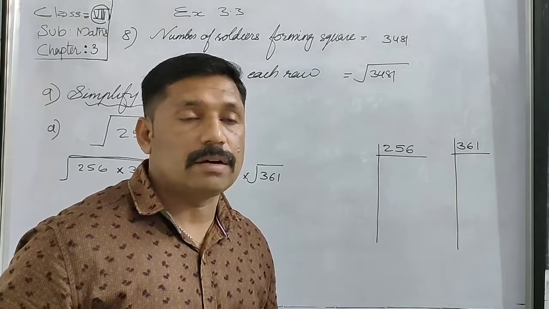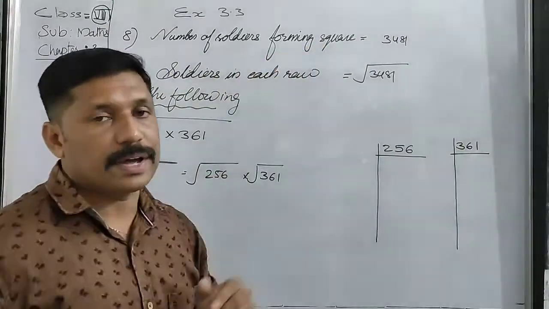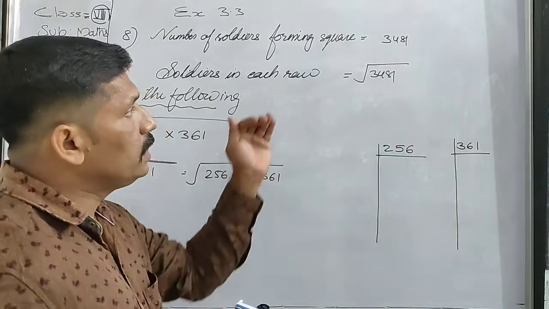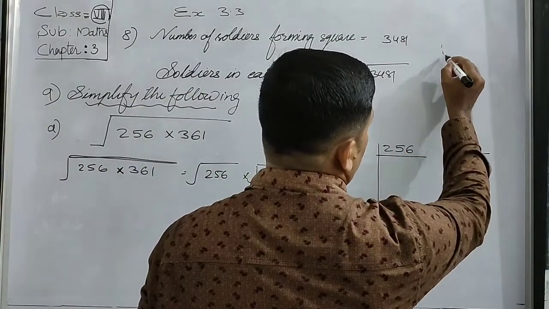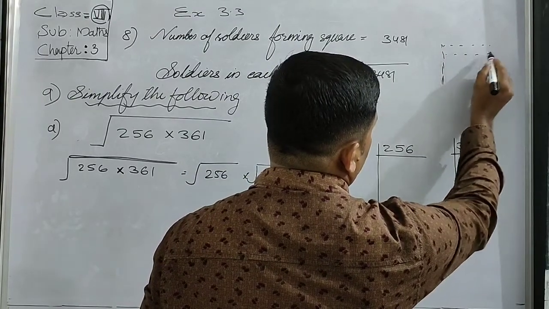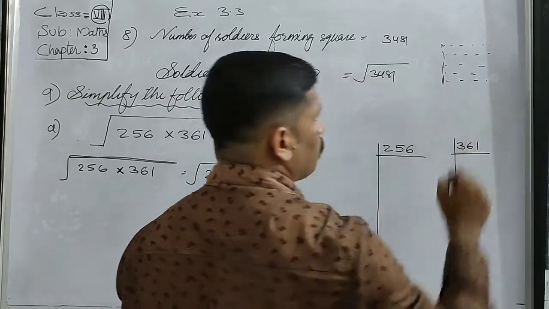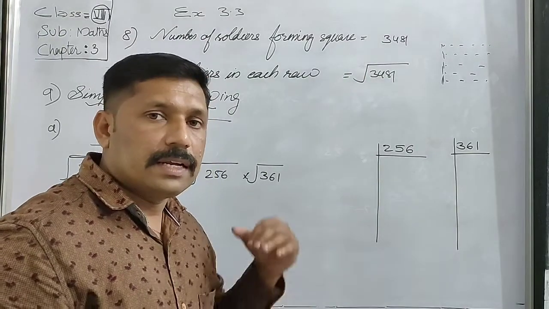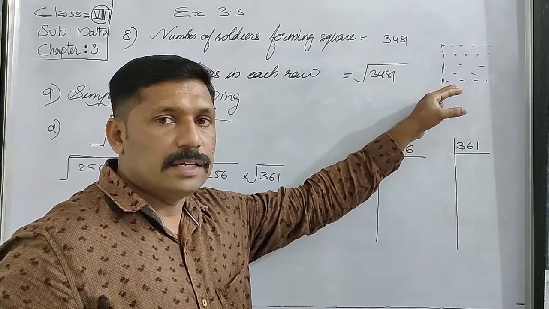Total 3,481 soldiers are there. The number of soldiers forming the square is 3,481. These soldiers are standing in the form of a square shape. Means in this way and in this way the number of soldiers is the same. Therefore, that means it is a square number. Then in each row, how many soldiers are there? Each row means one side.